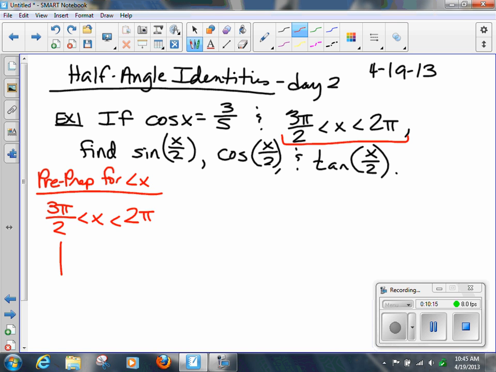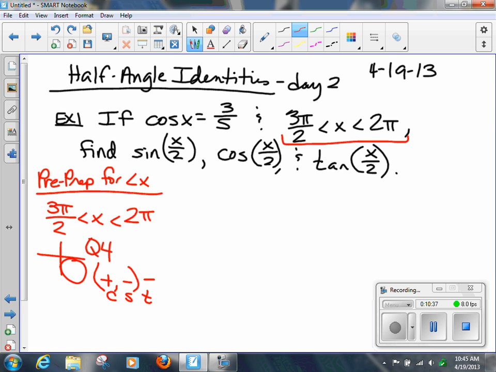All right, you've already said that that compound inequality tells us which quadrant our angle is in. 3 pi over 2 and 2 pi. Which quadrant? That's quadrant 4, okay? What are the signs for that quadrant? Positive, negative, negative, right? Cosine, sine, and tangent. You guys cool with that?